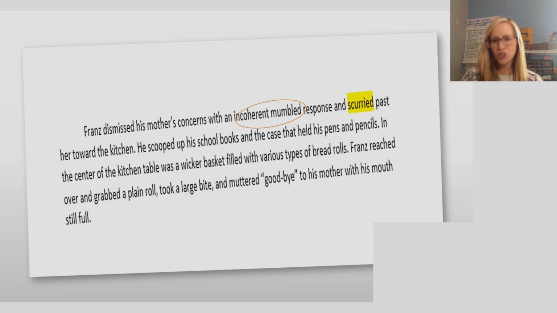Did you hear the word scurried? What do you think that means? And it's highlighted on your screen. Let me reread that sentence again.